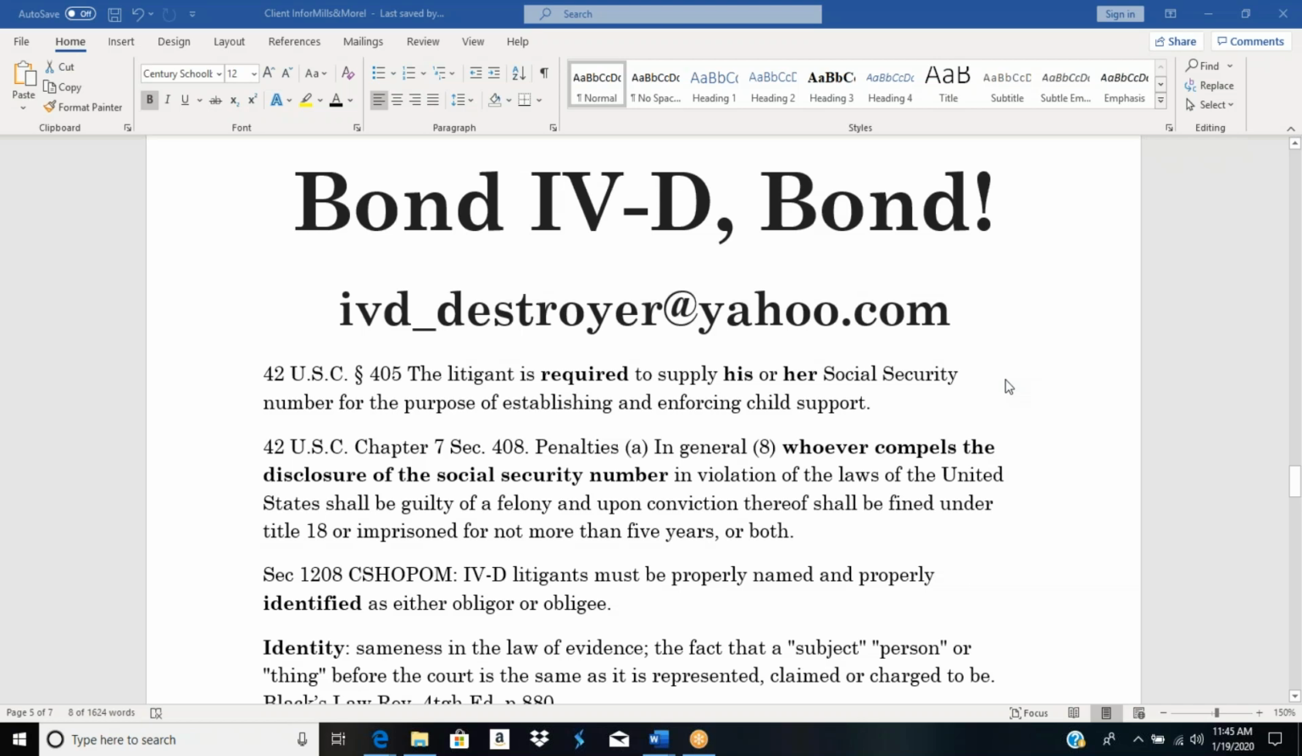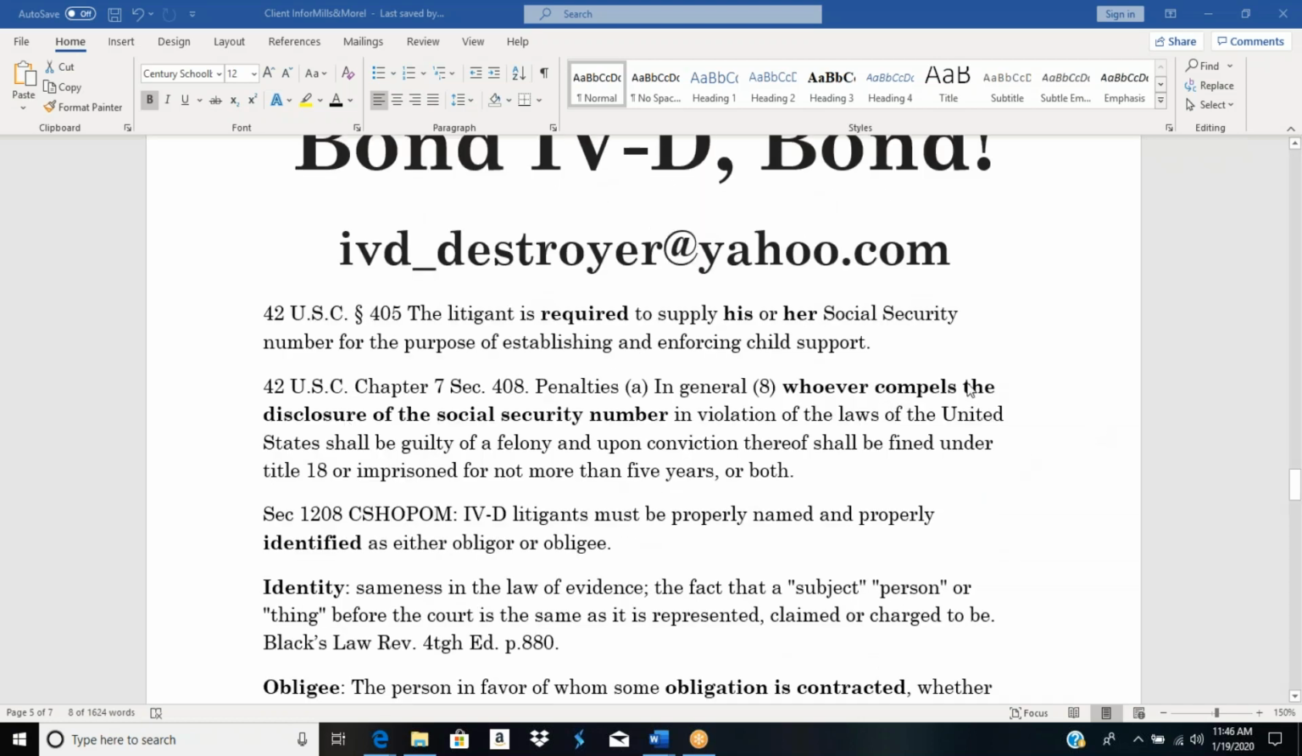Under 42 U.S.C. subsection 405, the litigant is required to supply his or her social security number for the purpose of establishing and enforcing child support. So the social security number is required. Okay, it is a requirement. It cannot operate without the social security number. All right, that's a crime because compelled disclosure of a social security number is a felony. Okay, we're gonna keep it moving along.